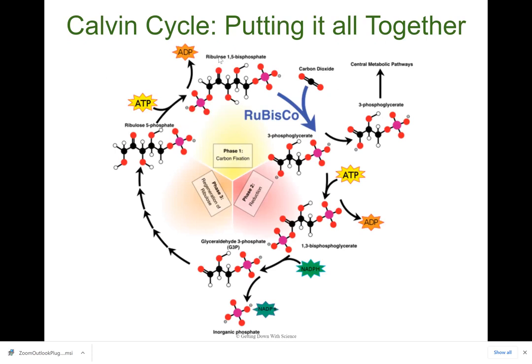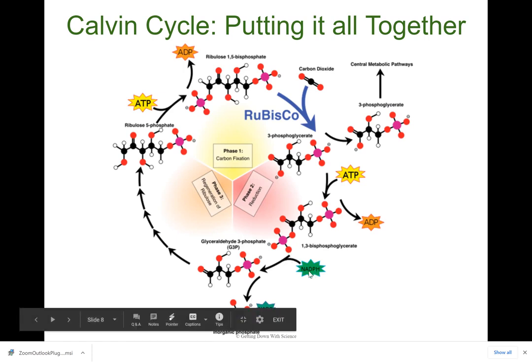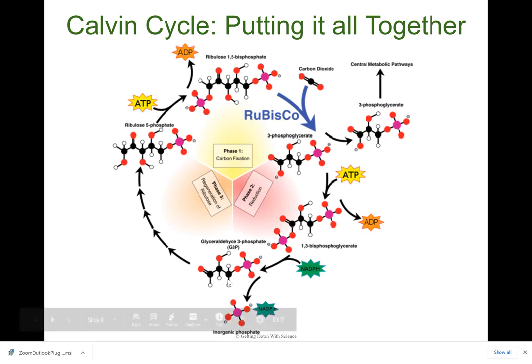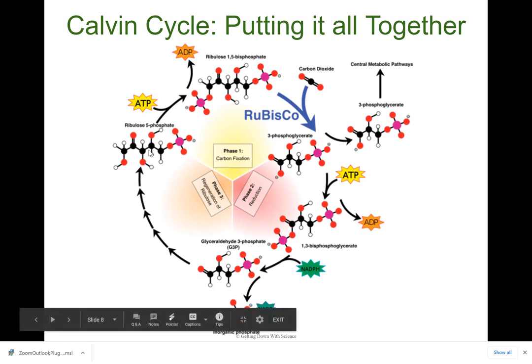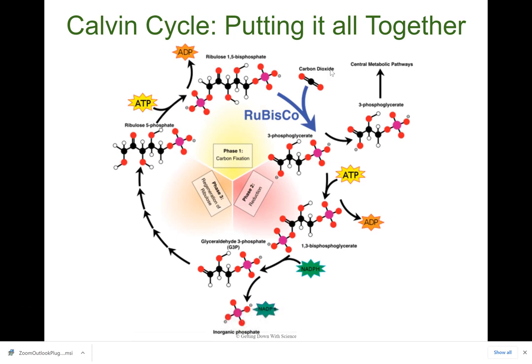So around and around. So here's our RUBP. We're going to add the carbon dioxide. We're going to then put ATP to add more phosphate to it. We're going to add the electrons from NADPH. One of our G3P molecules is going to get kicked out. The other ones are going to continue around, and we use ATP to regenerate our RUBP.